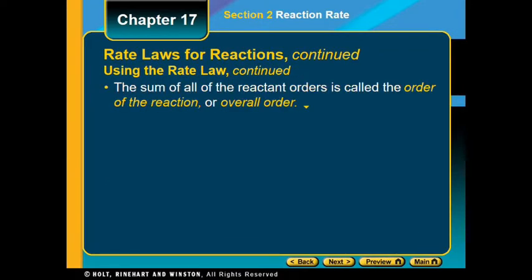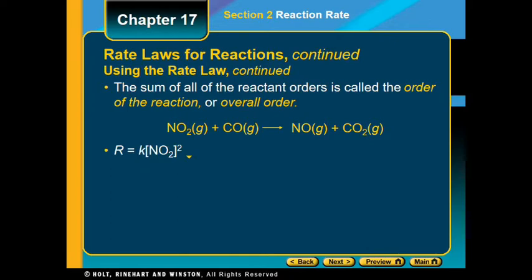The sum of all the reactant orders is the order of the reaction, or the overall order. In this example, nitrogen dioxide and carbon monoxide will react to give you nitrogen monoxide and carbon dioxide. They are telling you that the rate of this reaction is going to be dependent upon the nitrogen dioxide reacting to the second order. So it is second order in NO2.